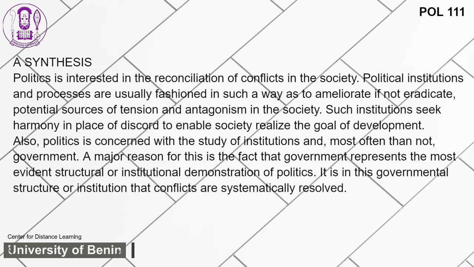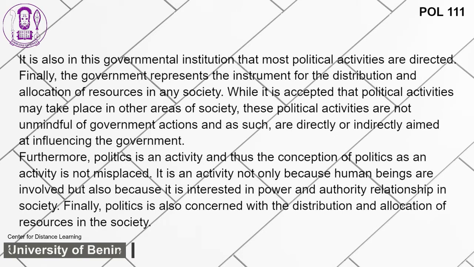Also, politics is concerned with the study of institutions and, most often than not, government. A major reason for this is the fact that government represents the most evident structural or institutional demonstration of politics. It is in this governmental structure or institution that conflicts are systematically resolved. It is also in this governmental institution that most political activities are directed. Finally, the government represents the instrument for the distribution and allocation of resources in any society. While it is accepted that political activities may take place in other areas of society, these political activities are not unmindful of government actions and, as such, are directly or indirectly aimed at influencing the government.